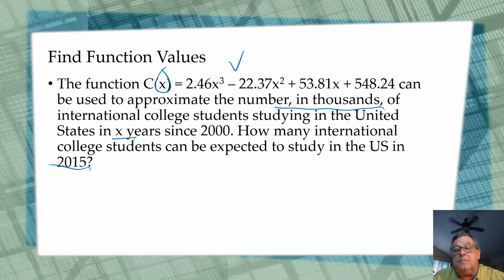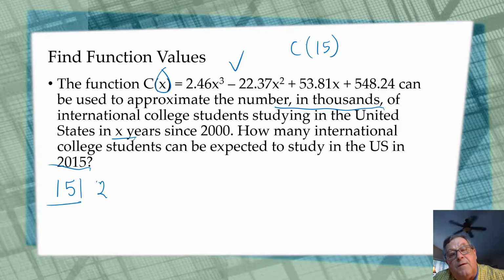And now, since we're in 2018 when I do this, we can actually determine how good this model was in 2015. So in this case, we're trying to find the value of c of 15, 15 years since 2000. So we're going to use synthetic substitution. I'm going to put 15 in the box. Then I'm going to write down these coefficients and the constant, and we're going to go from there.